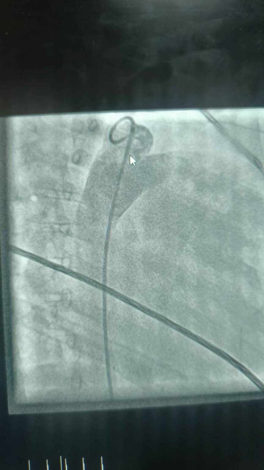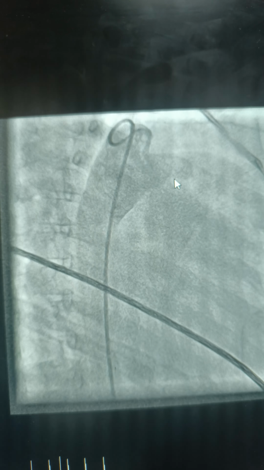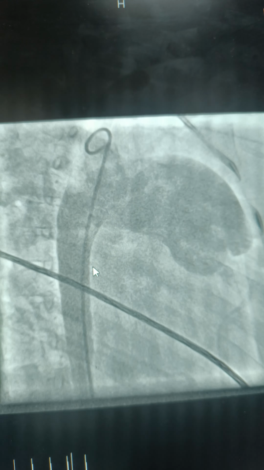So it shows a large PDA. This part corresponds to the aortic end of the PDA. This part corresponds to the PA end of the PDA. This is the pulmonary valve. It goes and this part is MPA. It divides into RPA. This is RPA and LPA goes posteriorly.